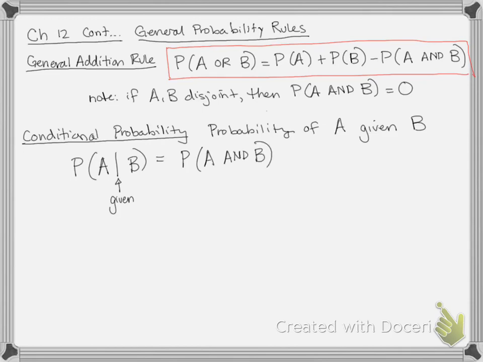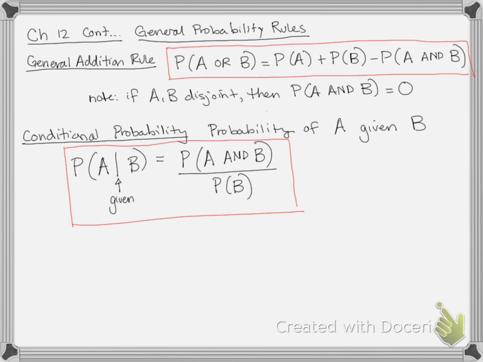So they're both happening now. But we want to divide by the probability of the event that already occurred. So we always want to divide by the probability of the event after the given statement. So I'm going to box this one up because this one's really important. We use this all the time.